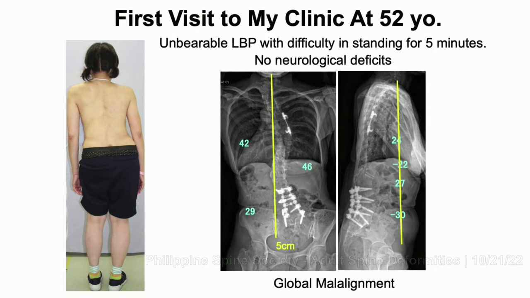She showed coronal malalignment with 5 cm to the left, and the C7 plumb line fell ahead of the hip axis. She had double major scoliosis with thoracic curve 42 degrees and lumbar curves 46 degrees. L4 tilt angle was 29 degrees, and this seems to be a main cause of coronal malalignment.